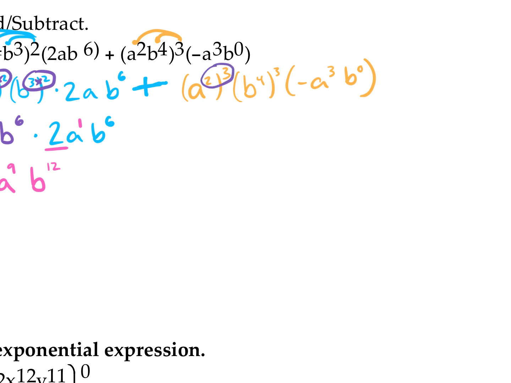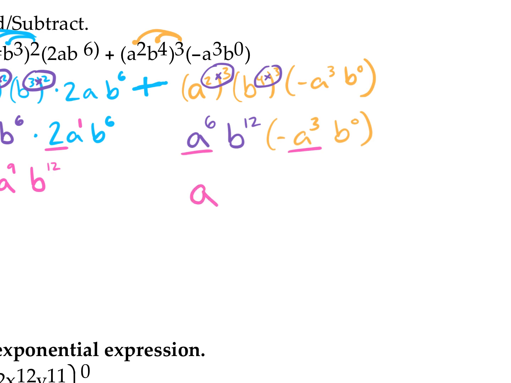So what do I do when I have a power raised to a power? Multiply. So it becomes a to the power of 6 and b to the power of 12 times negative a to the third power, b to the power of 0. What can I do next? Add the coefficients so we can combine our same variables. So the variables with the same base. We add the exponents together.